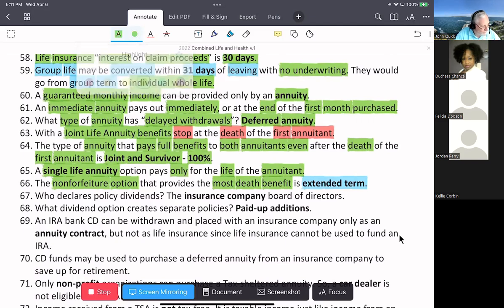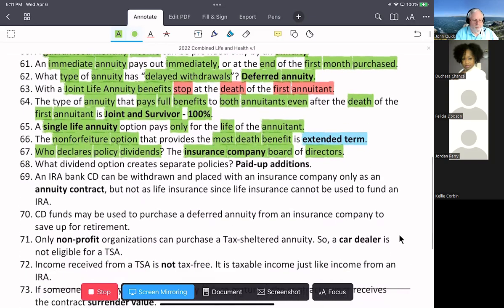Who declares policy dividends? It's the insurance company board of directors. So whether it's a stock company or it's a mutual company, the board of directors decides whether or not to pay dividends.